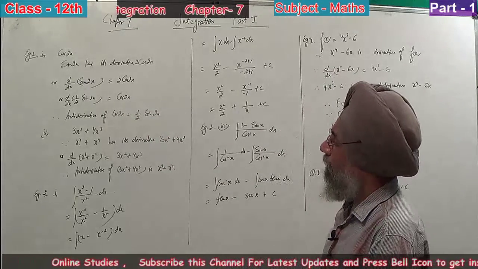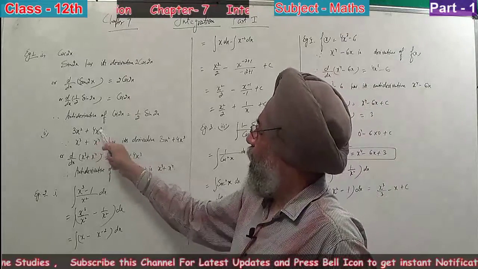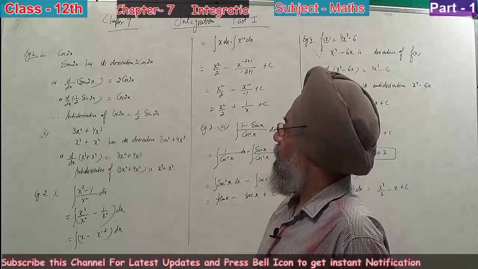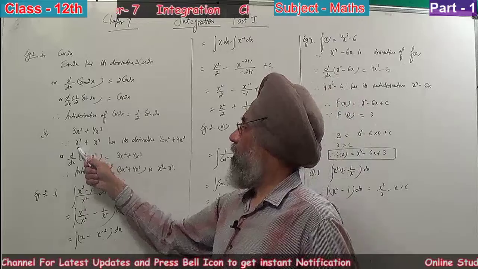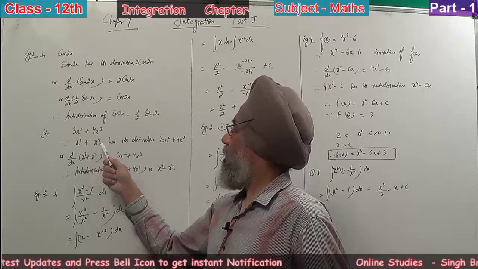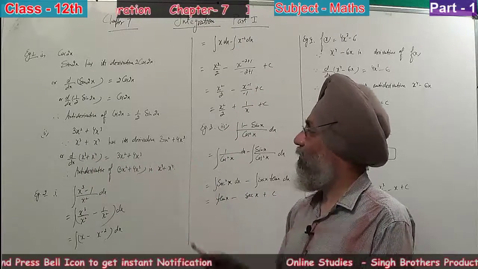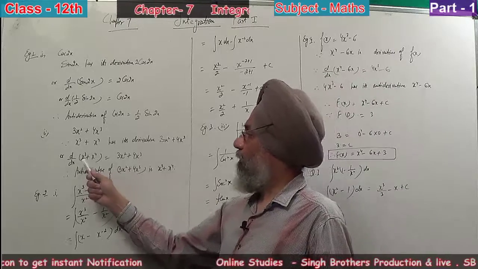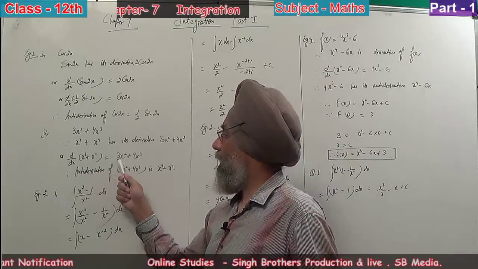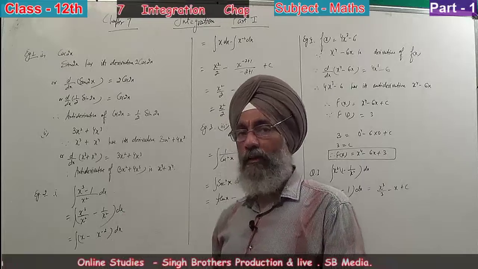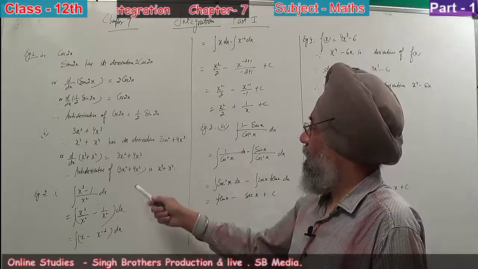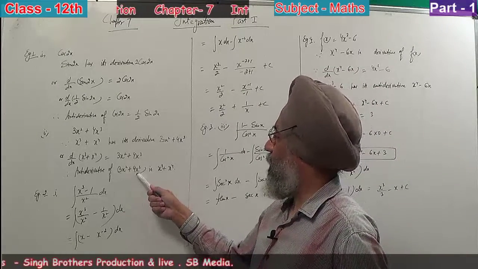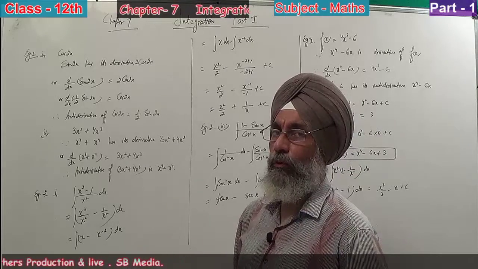Again, in the second part, it is given 3x square plus 4x cube. Now, differentiation of x cube plus x to the power 4 is 3x square plus 4x cube. You can write it as differentiation of x cube plus x to the power 4 is 3x to the power 2 plus 4x to the power 3. So, the antiderivative of 3x square plus 4x cube is x cube plus x to the power 4.